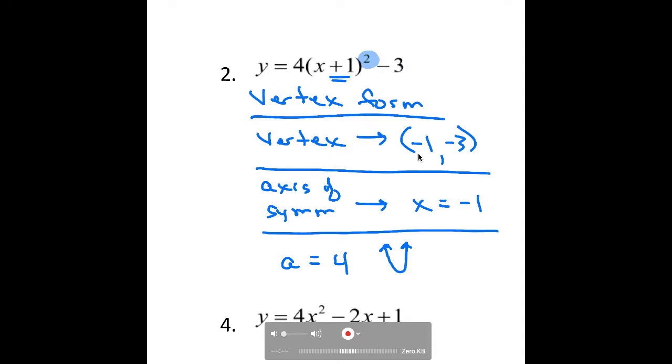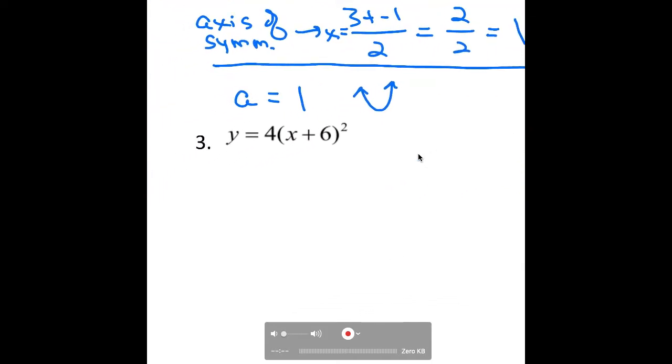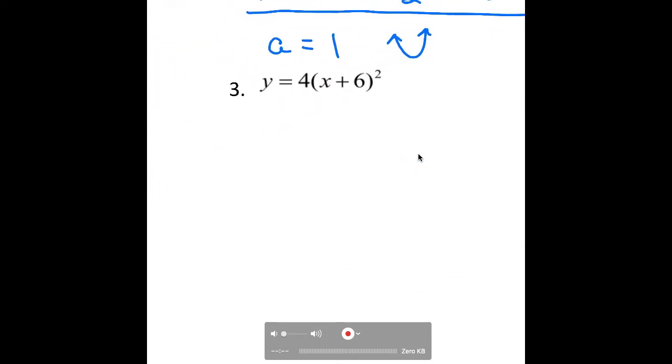Okay, let's take a look at number 3. Number 3, what form is this? Why do you say vertex, Jaden? Because it would be vertex, but just instead of like K, it would be 0. There you go. But what identified it to be vertex for you? The exponent of 2 that's acting on the parentheses. That means then it's in vertex form.